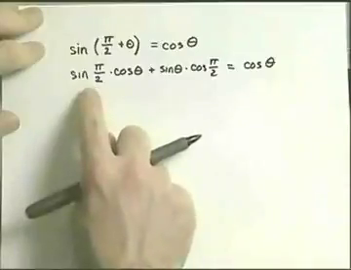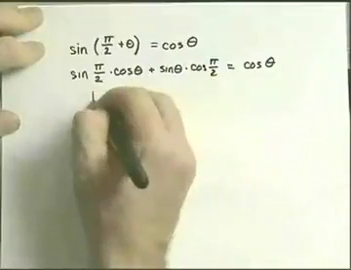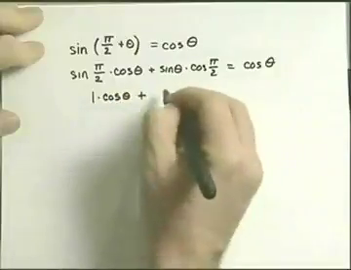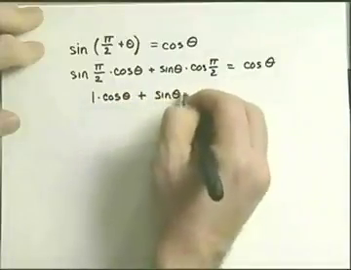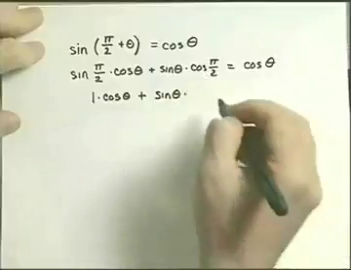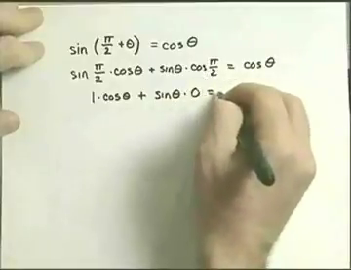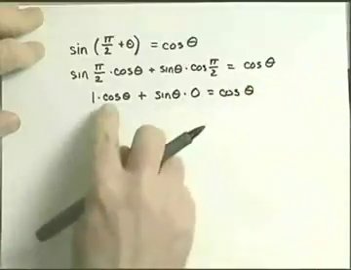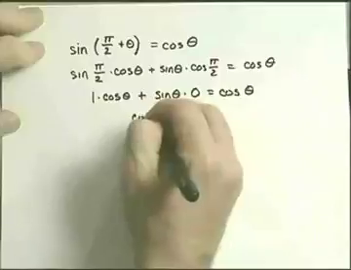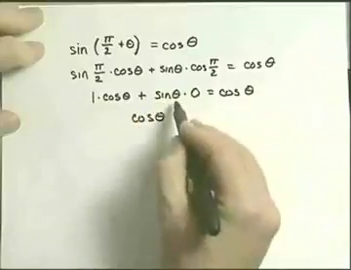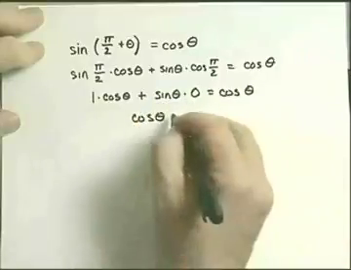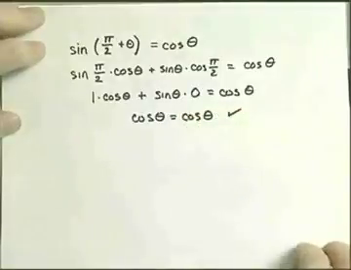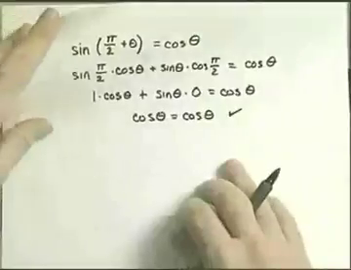Well, the sine of pi over 2 is 1, so we have 1 times the cosine of theta plus the sine of theta times the cosine of pi over 2, which is 0. And again, we're arguing that this equals the cosine of theta. Well, 1 times the cosine of theta is the cosine of theta. Sine of theta times 0 is 0. So we have cosine of theta equals cosine of theta, and we've established the identity.